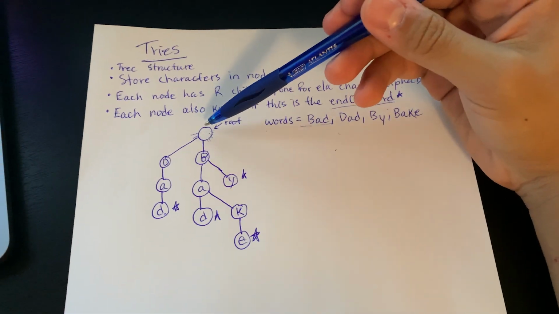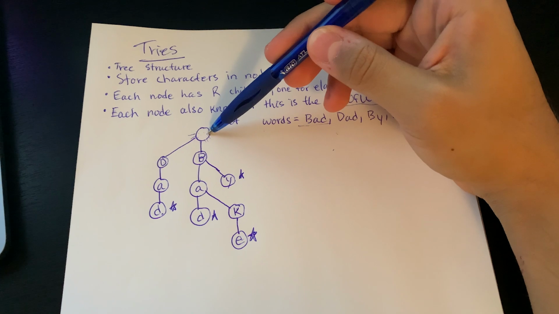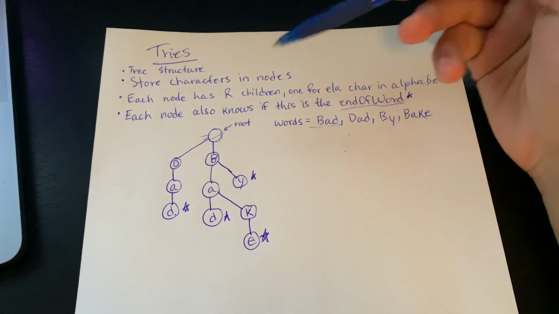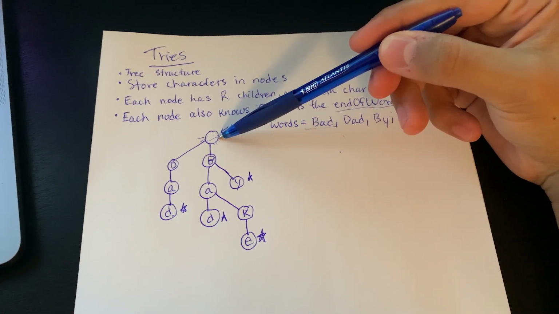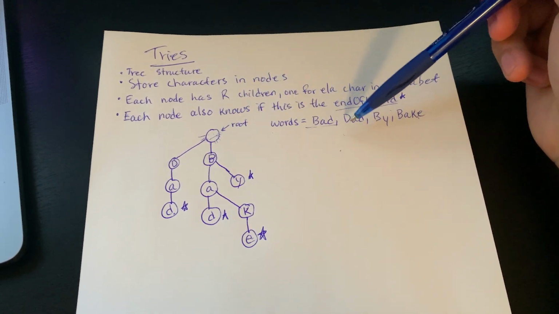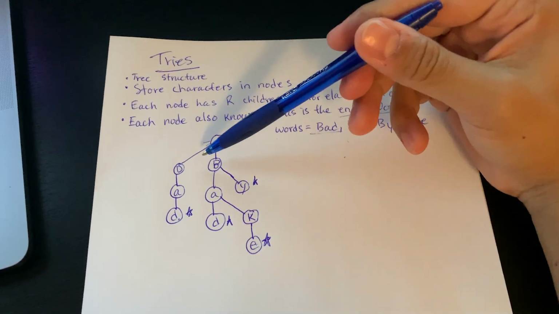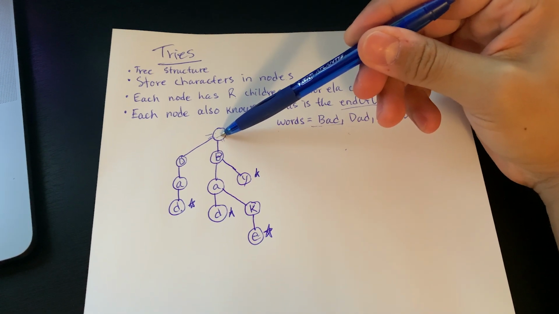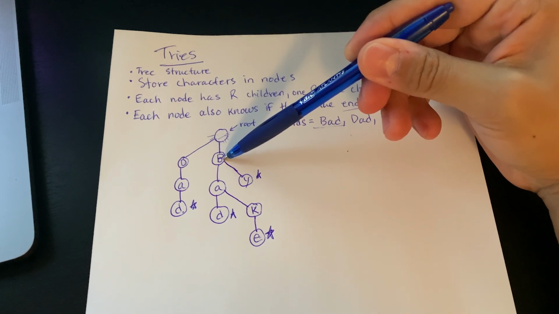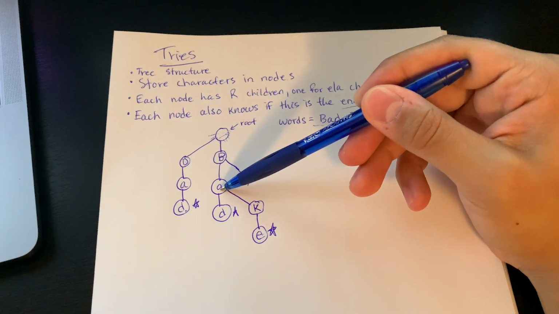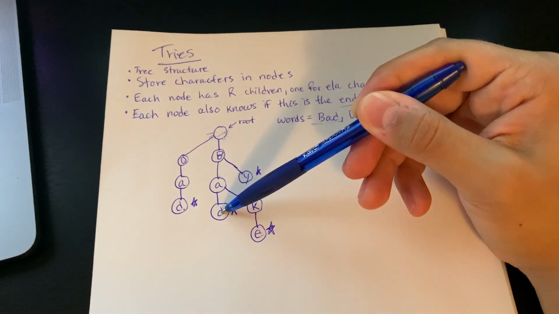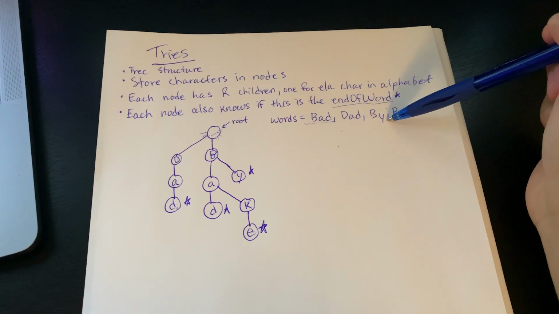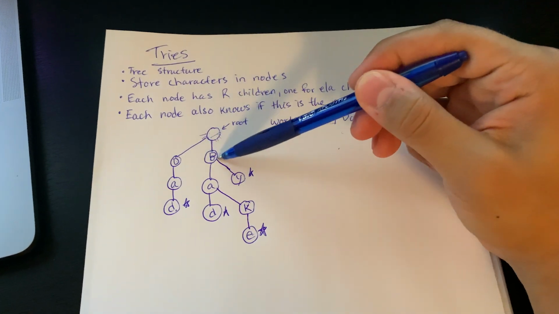So let's look at our trie over here. We start with the root node, which basically represents the empty string. Everything starts from the root node, right? Every string you create starts from the empty string. So we have the words bad, dad, buy, and bake, right? If we want to represent bad, for example, we start at our root node, we go down to the node B, which leads to the node A, which goes to the node D. Now notice here that every word that begins with a B starts at this node over here.